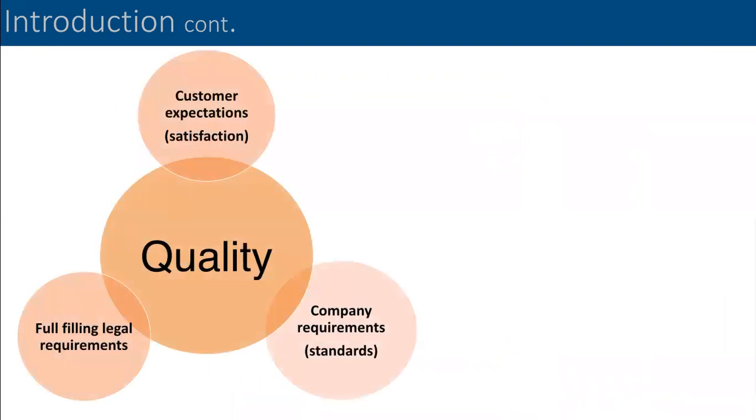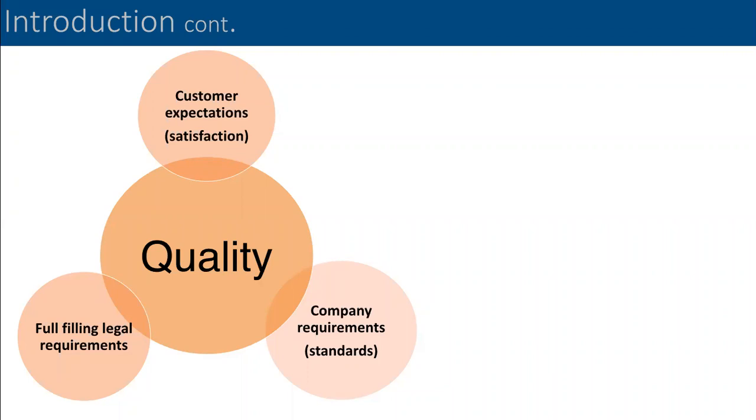And when it comes to quality, there are three pillars. If it is a high quality product or low quality product, there are three critical things to discuss. The first very critical thing is the customer expectation. Or on the other hand, we can say it as customer satisfaction. And the second one is company requirements. Might be company standards and company policies, and to fulfill legal requirements, right?